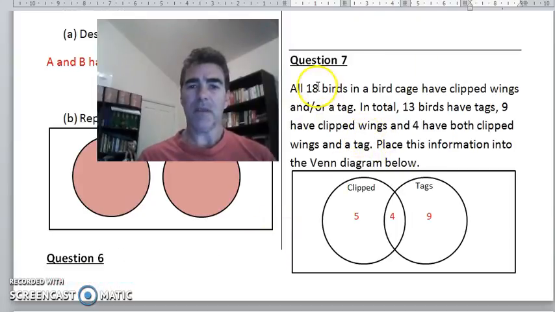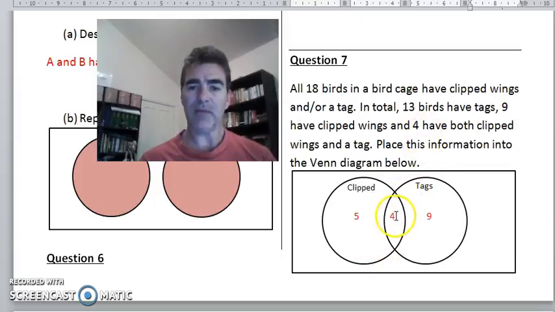Question 7. There are 18 birds altogether, so that means if we add all of these up and any out here, there should be 18 altogether. 13 birds have tags, there's our tags group here, so there's 13 in there. 9 have clipped wings, so there should be 9 in here, and 4 in both.